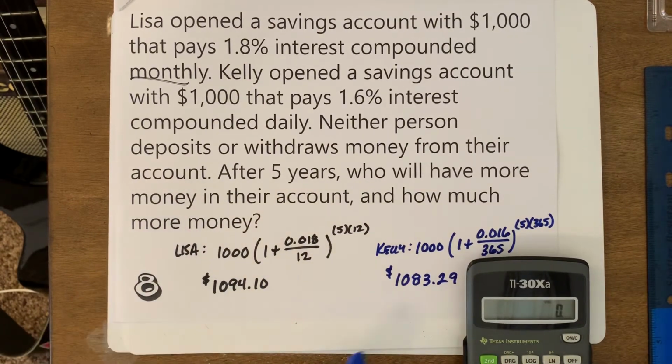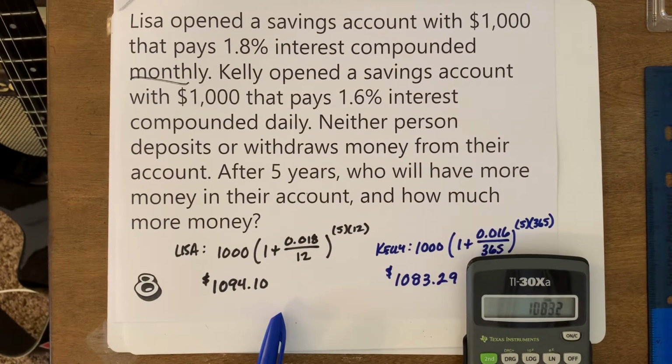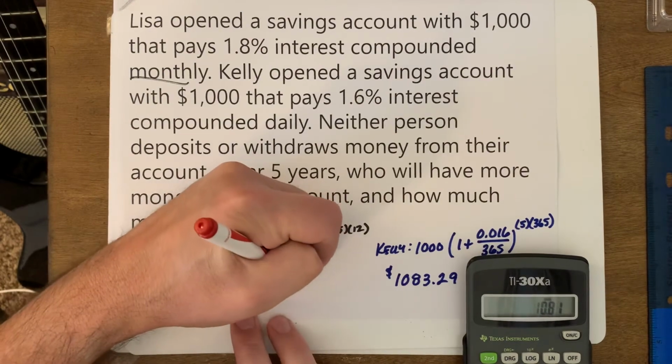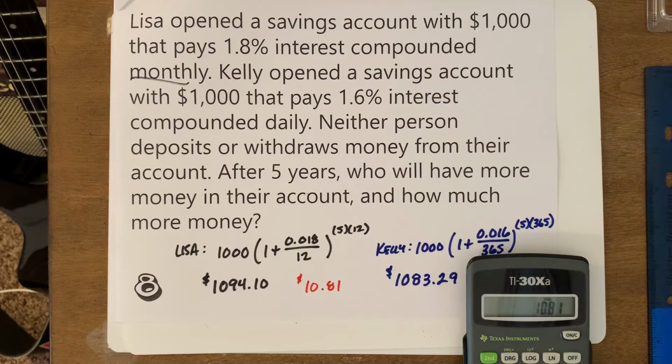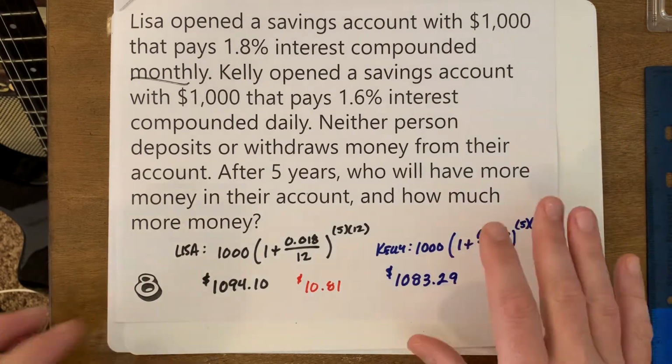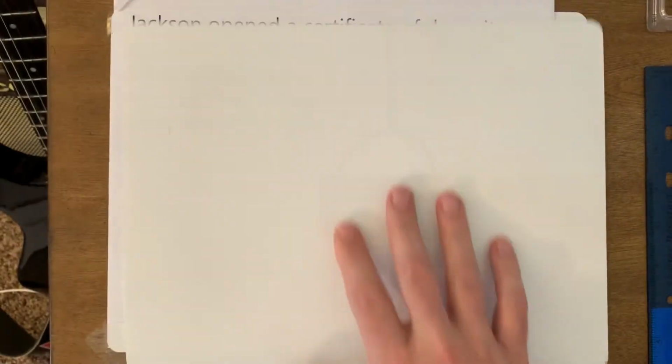It does say how much more money, so now all we have to do to answer that part is take 1094.10 minus 1083.29, and it looks like $10.81. So Lisa is going to have more by $10.81. And that's it. That answers both parts of the question. So Lisa has $10.81 more. All right, now move on to the next one.